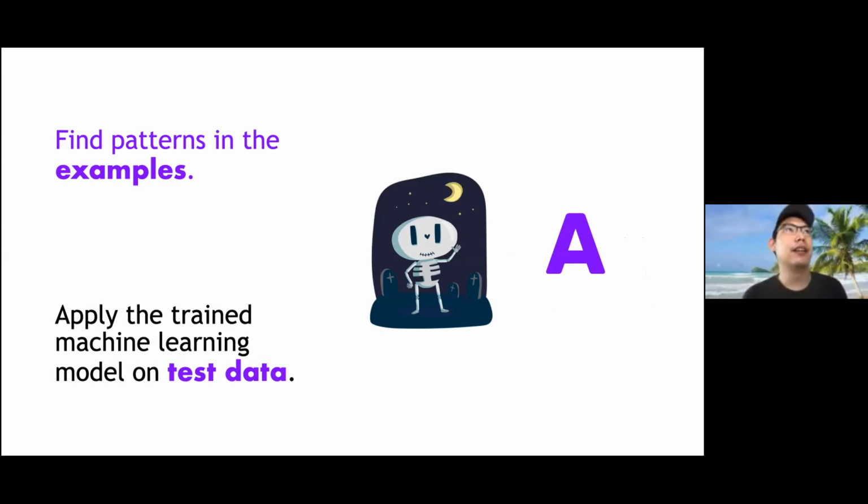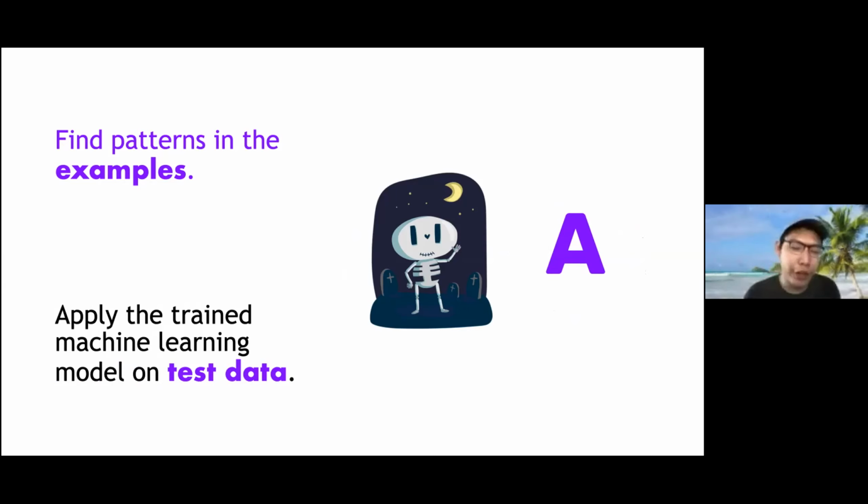And then next, you applied those patterns to new images you see, while machine learning models take the patterns that they learned from the training data and apply them on test data. And test data is just data that a machine learning model hasn't seen before.